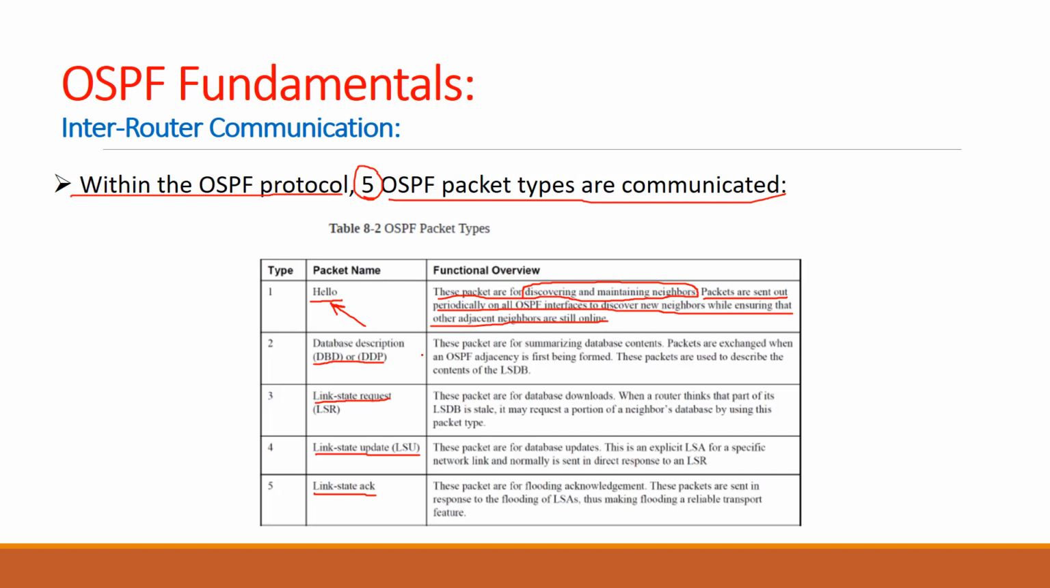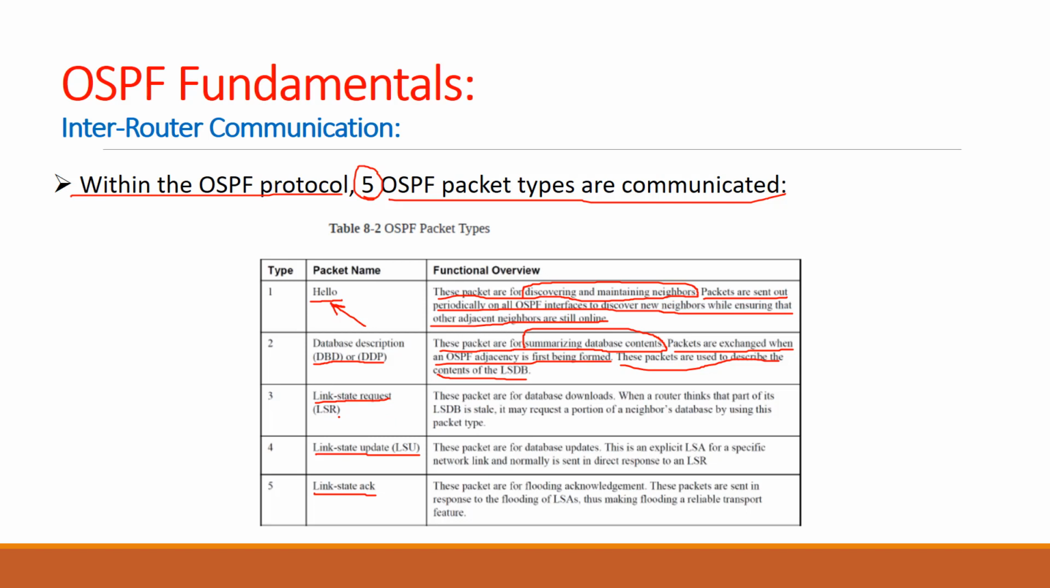The database description. These packets are for summarizing database contents. Packets are exchanged when an OSPF adjacency is first being formed. After sending hello and forming an adjacency or neighborship between the two routers, they start to exchange the database between them. And these packets are used to describe the contents of the link state database.